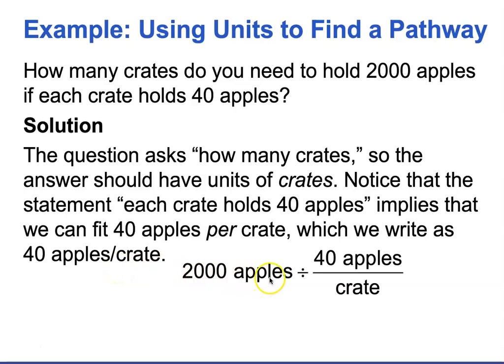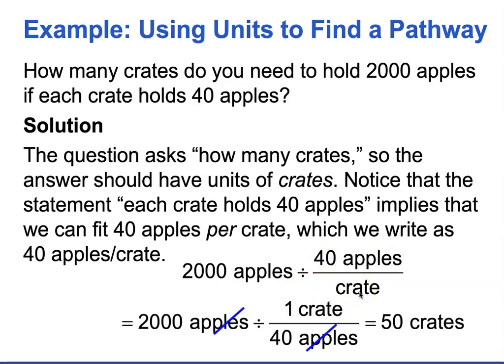So if we have 2,000 apples and we have to divide it by 40 per crate, but we're going to have to flip this, right? Because if you look down here, 1 crate also equals 40 apples. But see, this unit is apples, and that's what you want to cancel, so you're in crates. So we flip it and put 1 crate on top and 40 apples on the bottom. And that way we're going to come out with the units of crates that we want, because apples here will cancel apples here.